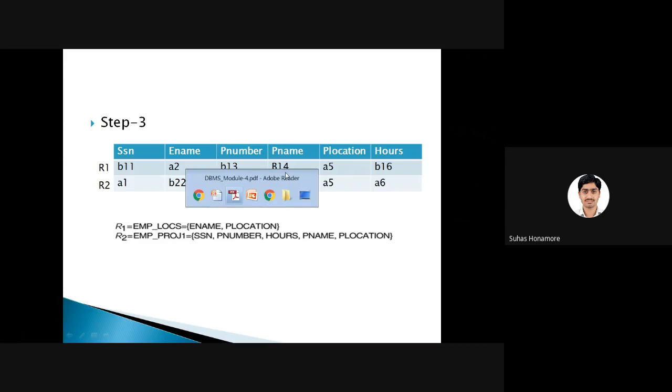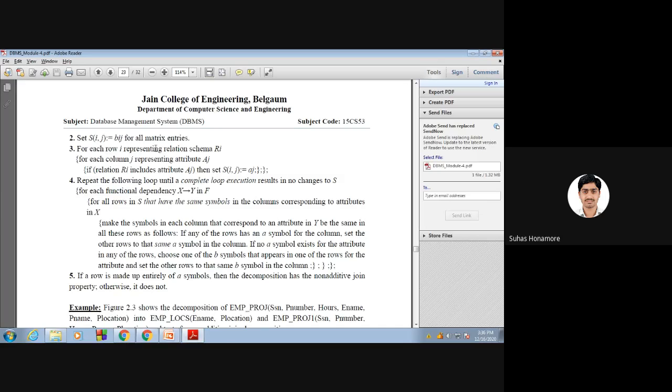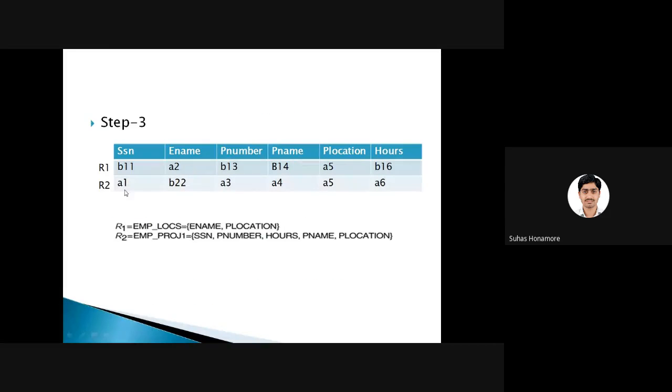Then we do the same thing for each row. This is for the first row. For the second row, R2, it has these attributes: SSN, P number, hours, P name, P location. Except E name we have all of them, so we mark them as A1, A3, A4, A5, A6. These things we did.